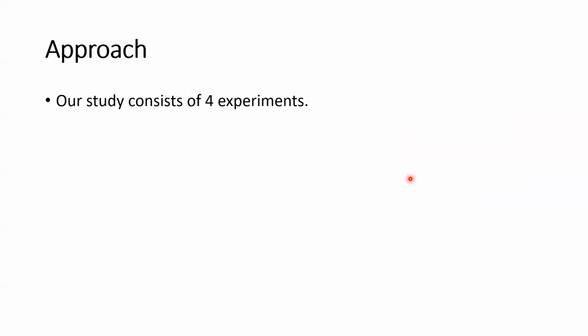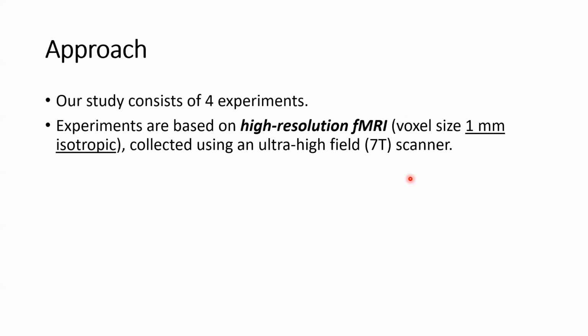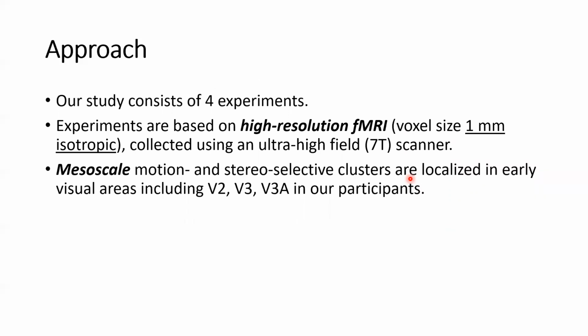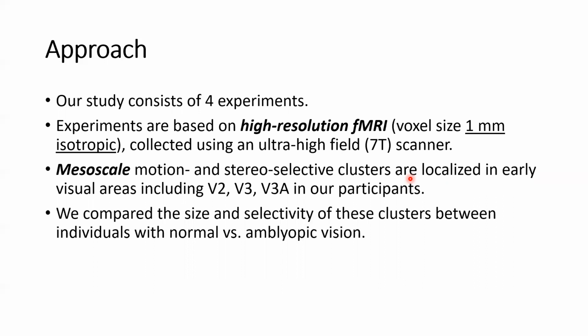Our study was based on 4 experiments, all of them using high-resolution fMRI collected in an ultra-high field scanner, which gave us a nominal resolution of 1 millimeter. Using this technique in the past, we have been able to localize motion, color, and stereoselective columns across early visual areas. Here we use this technique in amblyopes and controls to localize these stripes and sites and to compare their size and response properties to different stimulus conditions.